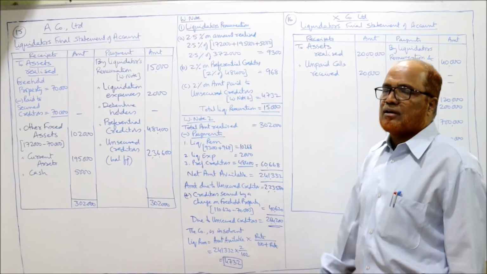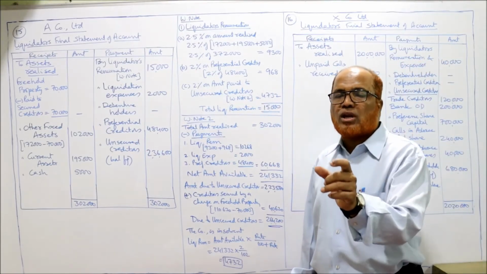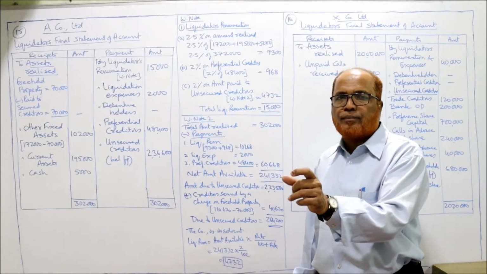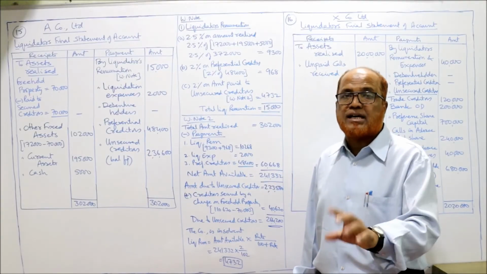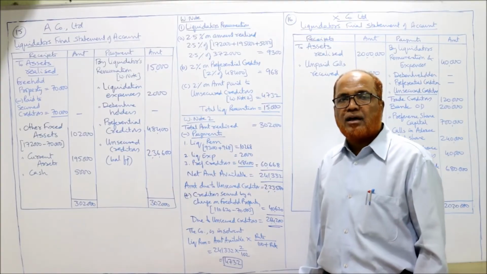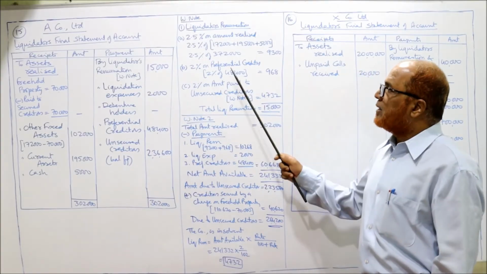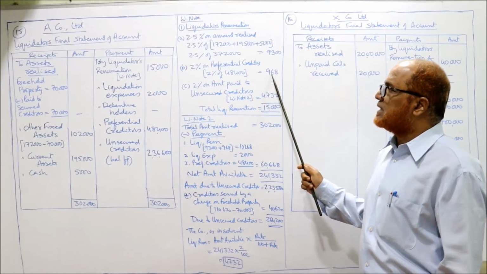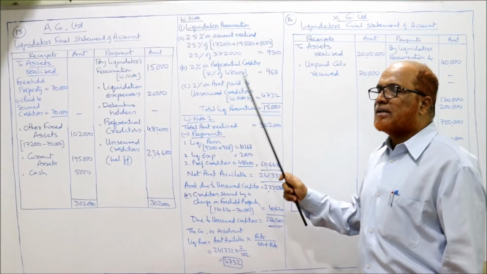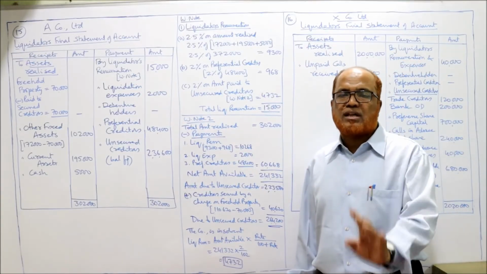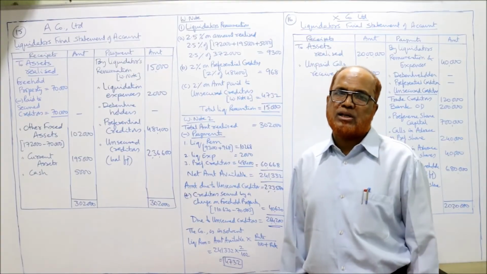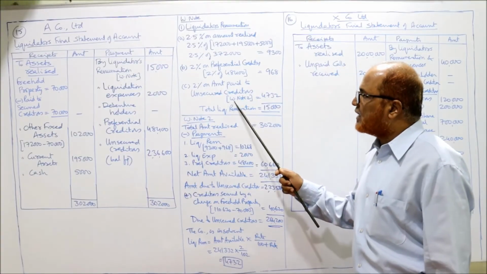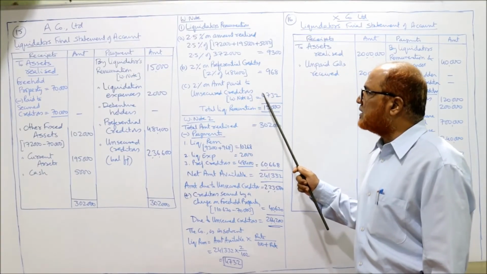2% on preferential creditors. Because it is given 2% on amount paid to unsecured creditor, the preferential creditor will also be treated as unsecured for calculating liquidator's remuneration. 2% on 48,400, 968. Now 2% on amount paid to unsecured creditor. Here we have to see whether the company is solvent or insolvent. That's why you should write on working note number 2 and don't take this amount.